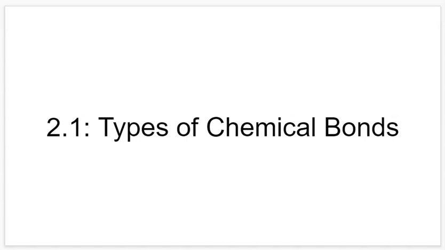Hello AP Chemistry students, and welcome to Unit 2. So we're starting off section 2.1 on the types of chemical bonds.